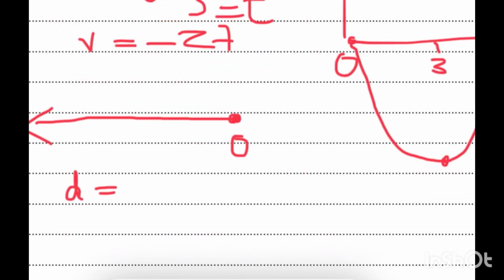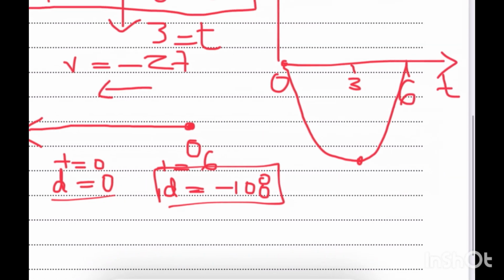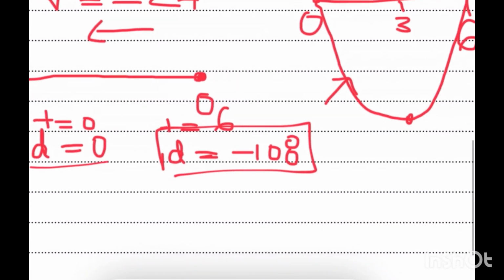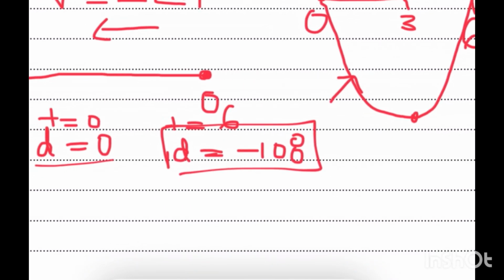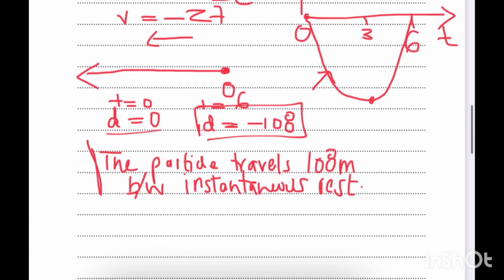So when we put in t equals 0, we will find that displacement is also equal to 0. And then when we put in t equals 6, we get the displacement equal to negative 108. Again, it means the same thing, that instead of moving rightwards, the particle just moves leftwards as indicated by the velocity time graph that we drew. So now we have the distance traveled between the times when the particle is at instantaneous rest, which is 108 meters. So with that, we're done with question number 4.